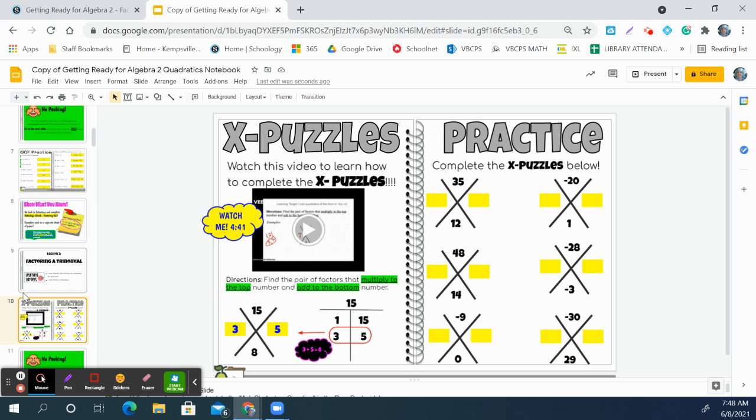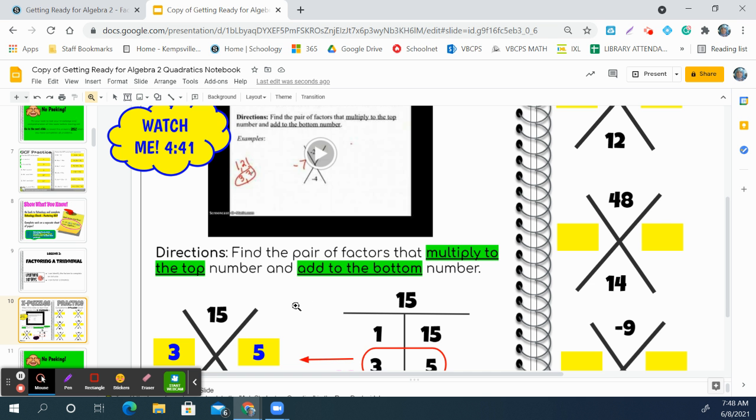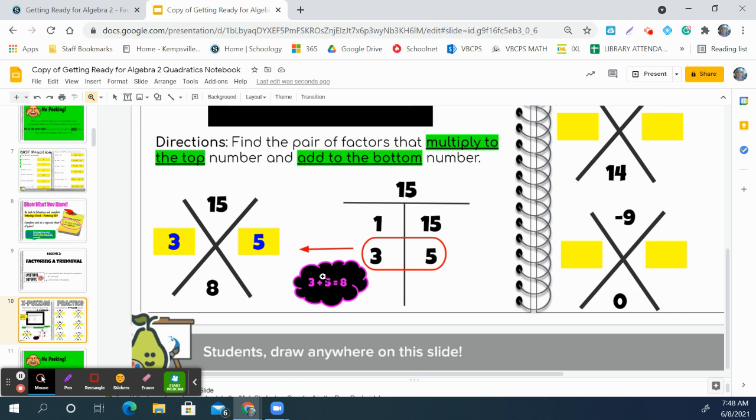Has anybody ever done X puzzles? Have you ever done these? Do you do these in Algebra 1? No? Oh my gosh, I love X puzzles. So this kind of is just a way of organizing your numbers so that factoring is easier. The question you're asking yourself is, what will multiply to 15 and add up to 8?